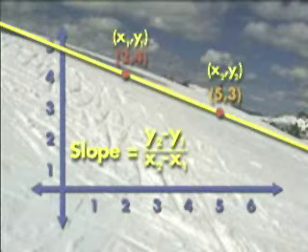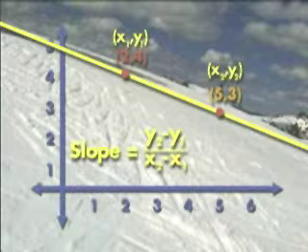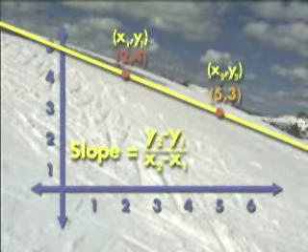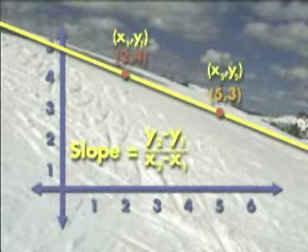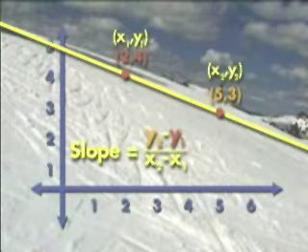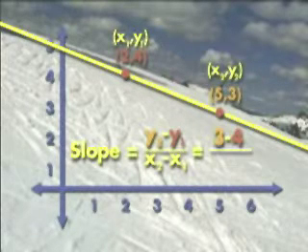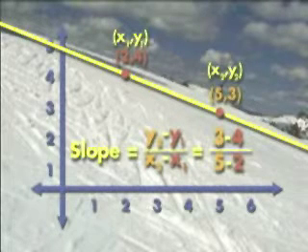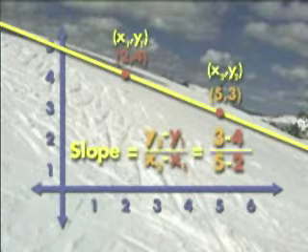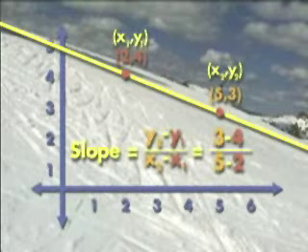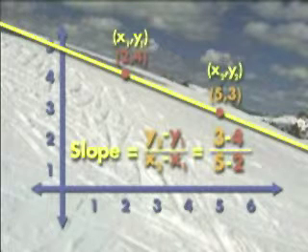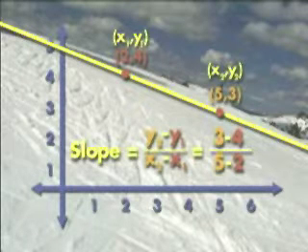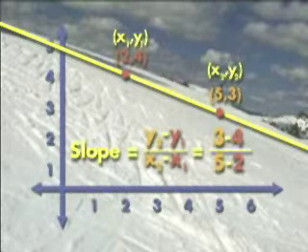The formula tells us that slope is equal to the change in y sub 2 minus y sub 1, over the change in x sub 2 minus x sub 1. Y sub 2 minus y sub 1 is 3 minus 4, and x sub 2 minus x sub 1 is 5 minus 2. Notice how the coordinates from point 2 appear first, and the coordinates from point 1 appear second in both subtraction problems, the one in the numerator and the one in the denominator.